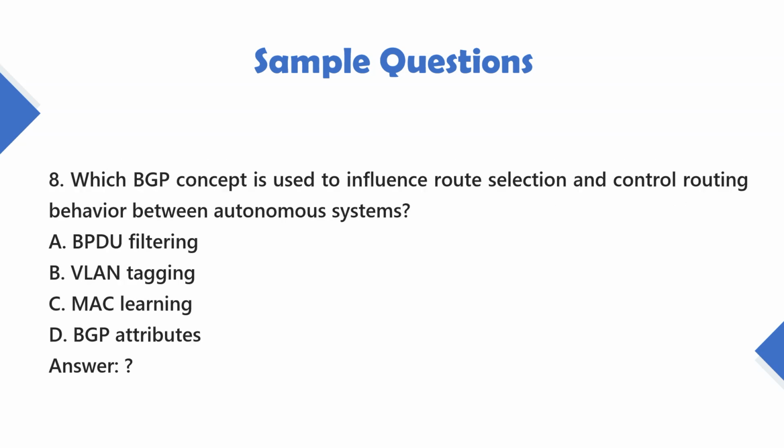8. Which BGP concept is used to influence route selection and control routing behavior between autonomous systems? A. BPDU filtering. B. VLAN tagging. C. MAC learning. D. BGP attributes.